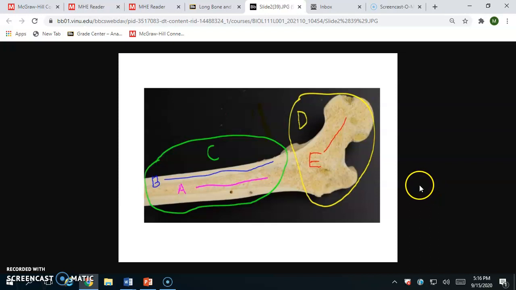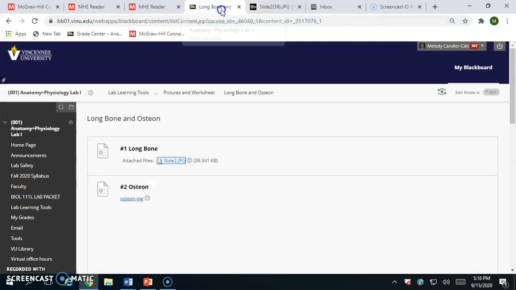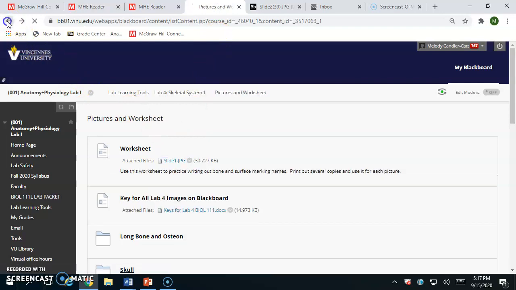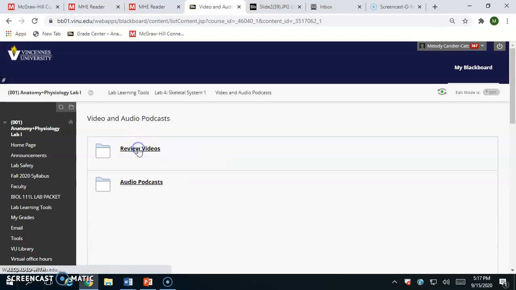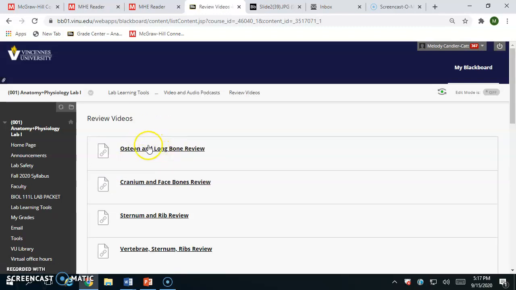And remember that we do have videos. If we go back a couple of times here, above the pictures are videos and audio podcasts, and there are videos you can watch where someone goes over those various parts of a long bone as well as other parts of the skeletal system.